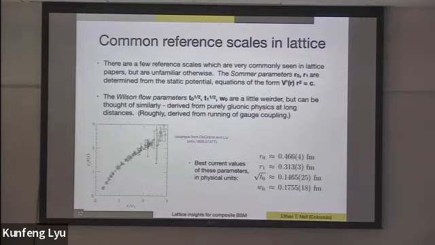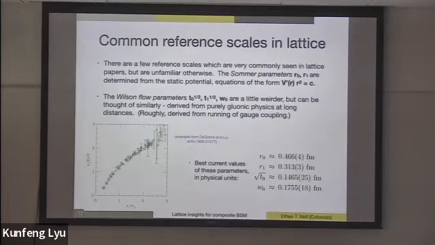They're defined from purely gluonic physics at long distances. So they're sort of analogous to being pulled from the static potential. The way they're actually derived involves running a gauge coupling and is sort of complicated, but I think it's physically analogous to this. So these are the current values of these things. They're all sort of order 0.2 to 0.5 times the channel.